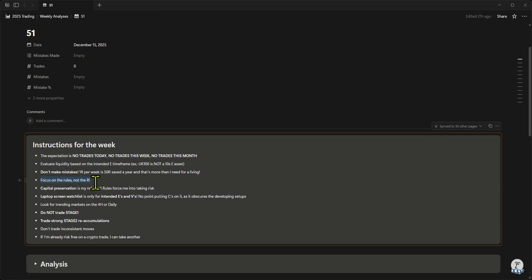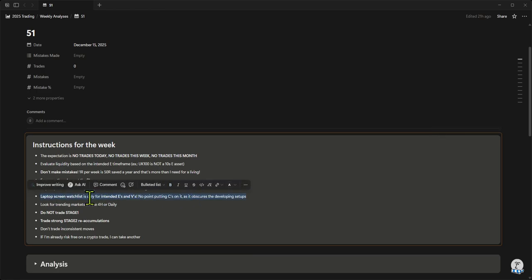So focus on the rules, not the R. That's what I always do in my batch analysis. It's not about the result. It's about whether or not I can follow my rules. That's what it's all about. Capital preservation. Okay. Yeah. Rules force me into taking risk. This is all just different words about patience.